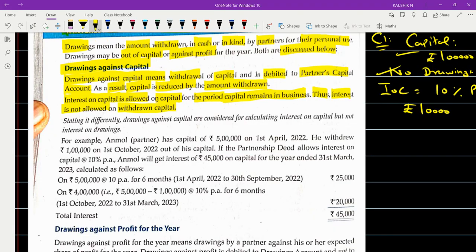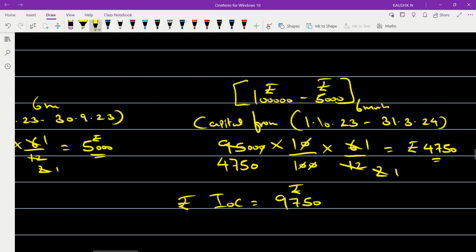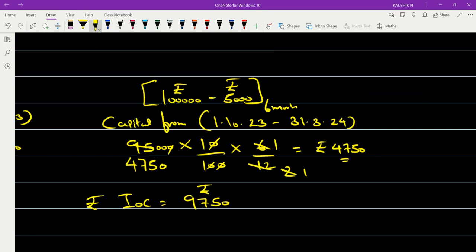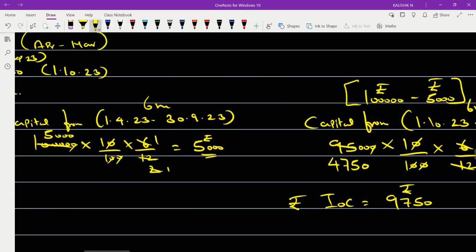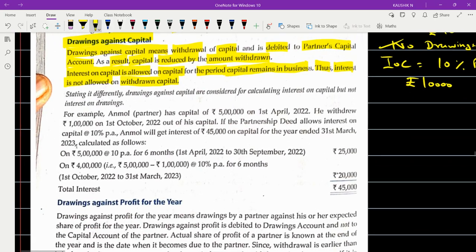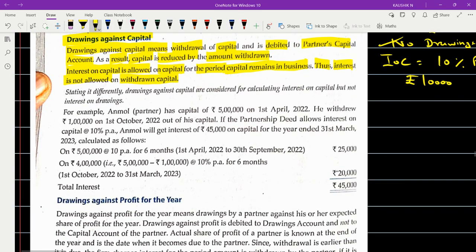Right. So that is what they said here. Interest on capital is allowed on the capital for the period capital remains in the business. Thus, interest is not allowed on the withdrawn capital. So that's the reason we see the withdrawn capital is 5,000 rupees. So it will not be 1 lakh 5,000, and on that 5,000 we are not calculating any interest. That's what they're trying to say from this line. So it has been mentioned with an example.